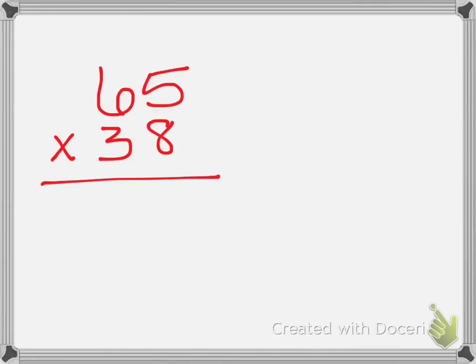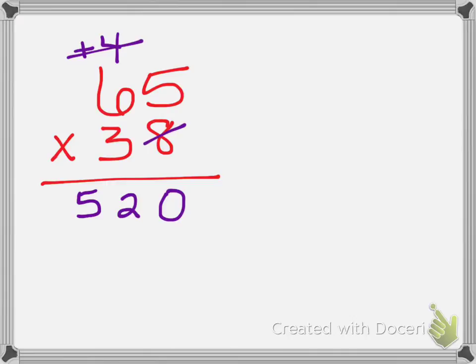Last example, 65 times 38. Start with your ones place. 8 times 5 is 40. 6 times 8 is 48, plus 4 is 52 tens. Cross out that you've used them.